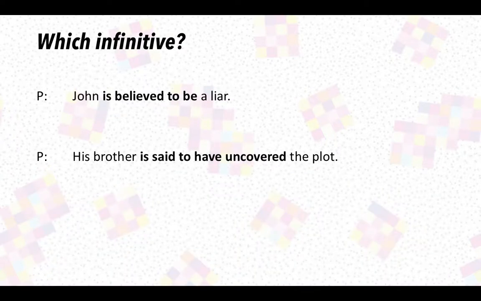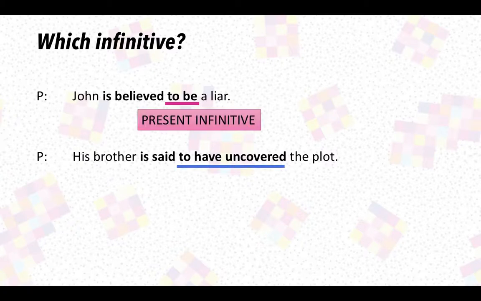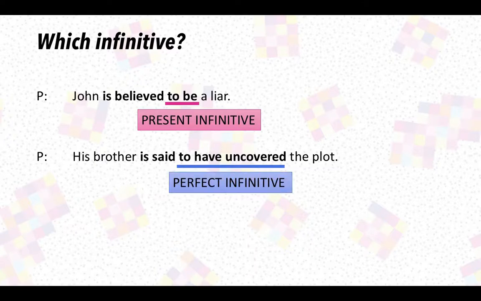However, let's have another look at the passive sentences that we have just created. In the first one, we have to be as an infinitive, and in the second one, to have uncovered. To be is like the regular infinitive that we've always been using for the past few years, and the correct term for this infinitive is actually the present infinitive. Now, the infinitive that we've used in the second sentence looks a little bit different. Since we have used have and a past participle, this is what we call the perfect infinitive.